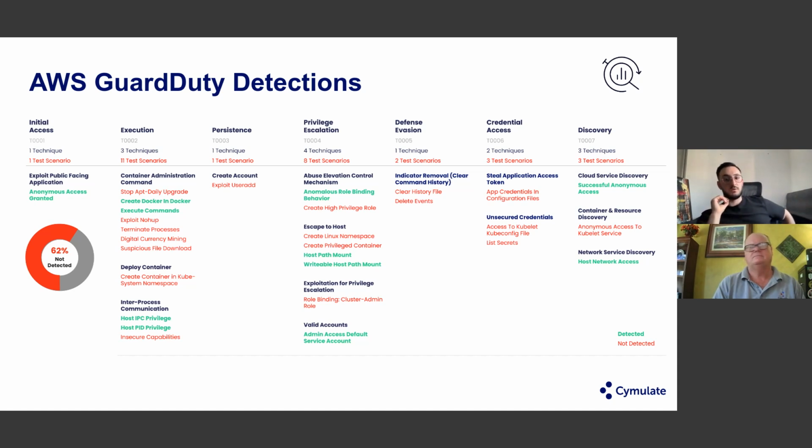AWS GuardDuty was not able to detect 62% of the attacks. It had some problems, as you can see, with persistence, defense evasion, and credential access. But it had nice detection capabilities in execution, privilege escalation, and the discovery scenarios.